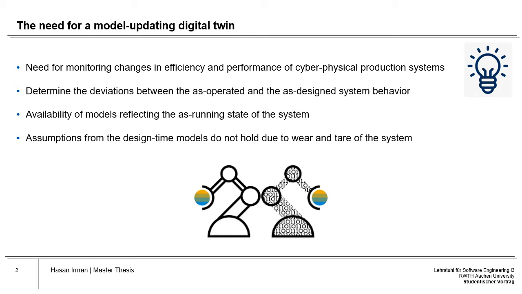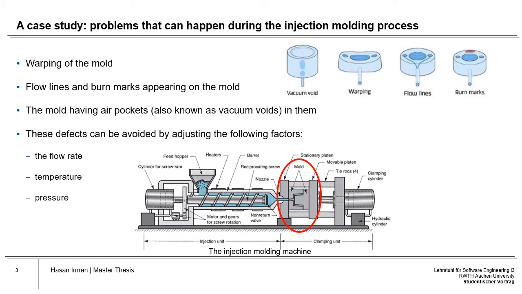And this is because sometimes the models of design time do not hold because of the wear and tear of the system. So there can be deviations between the as running and the as design time models, and we would like to capture those. For this, we will present a case study for the injection molding process and how having a model updating digital twin would help improve this.